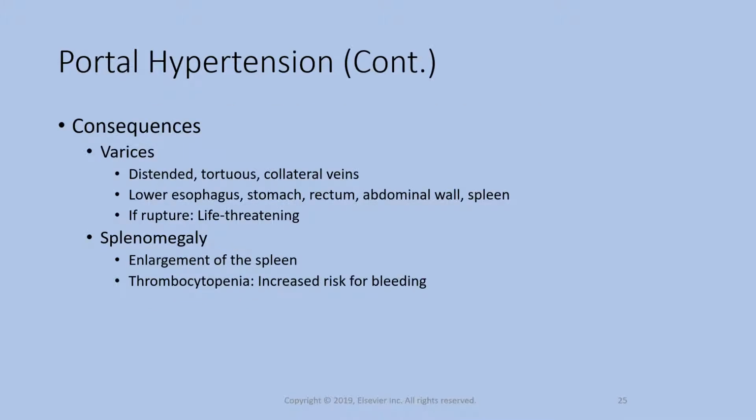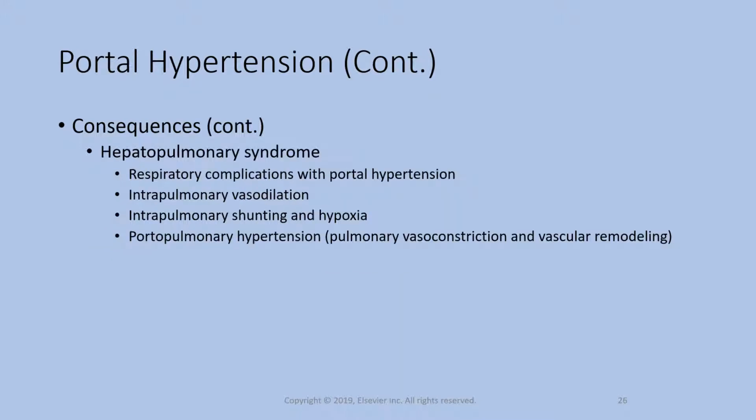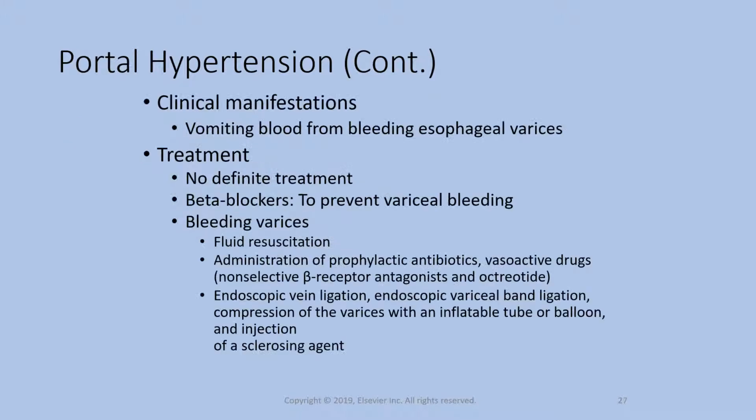Consequences are varices: the blood backs up in the system, causing distended, tortuous collateral veins in the esophagus, stomach, and rectum. The spleen becomes enlarged because the spleen drains this way through the liver, and you can get thrombocytopenia this way. Just to finish up on portal hypertension, you can have hepatopulmonary syndrome and respiratory complications. These are the clinical manifestations, again, of portal hypertension, and it usually requires endoscopic variceal ligation or surgery.